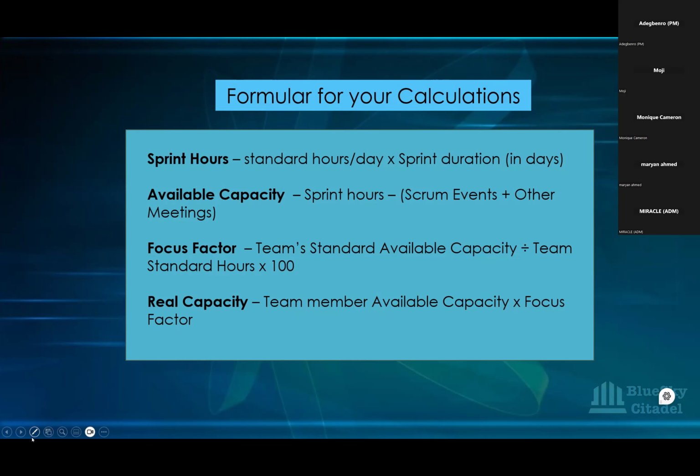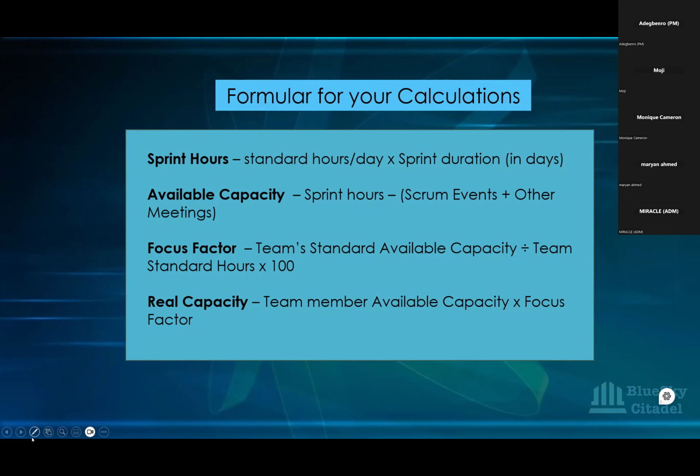For the available capacity, you're looking at your sprint hours minus your scrum ceremonies and other ceremonies that you might have, which will give you your available capacity. The focus factor is a team's standard available capacity, which we've worked out from deducting the scrum ceremony and other meetings from the sprint hours. That's what gave you the available capacity.